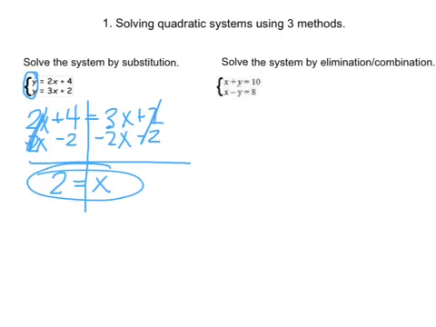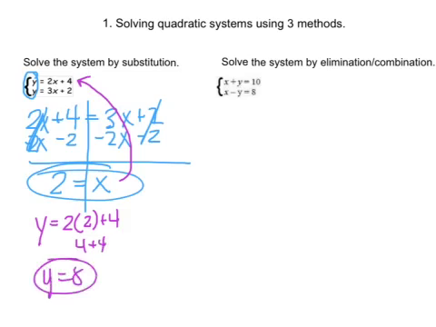So now plug your x back into an equation and solve for y. Y equals 2 times x, which is 2, plus 4. 4 plus 4, y equals 8. We have both halves of our ordered pair. Write it together then. So we have our solution is 2, 8. Your final step is to check your answer. You can go ahead and do that on your own.